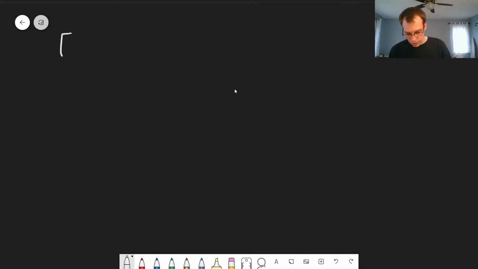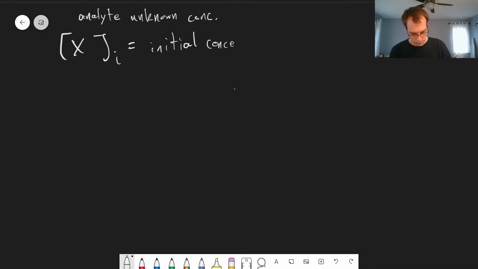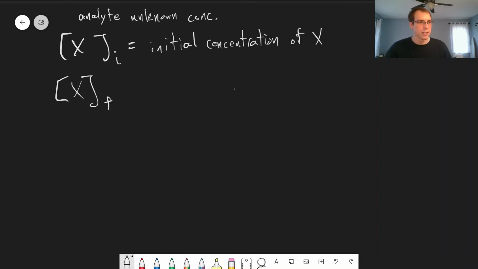Okay, so the things that we need to think about, we'll call X. X will be the concentration of our analyte in the unknown. So Xi is the initial concentration. So this is what we're trying to find. And then once we add the standard, the volume will change a little bit. So the concentration will be a little bit different. So this is the concentration of X after standard addition.